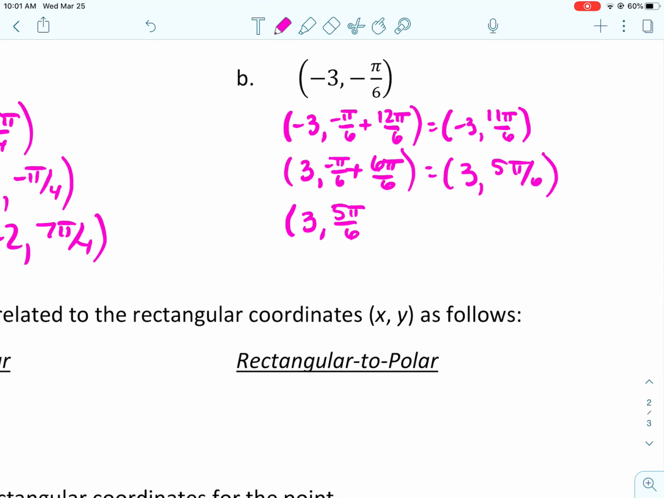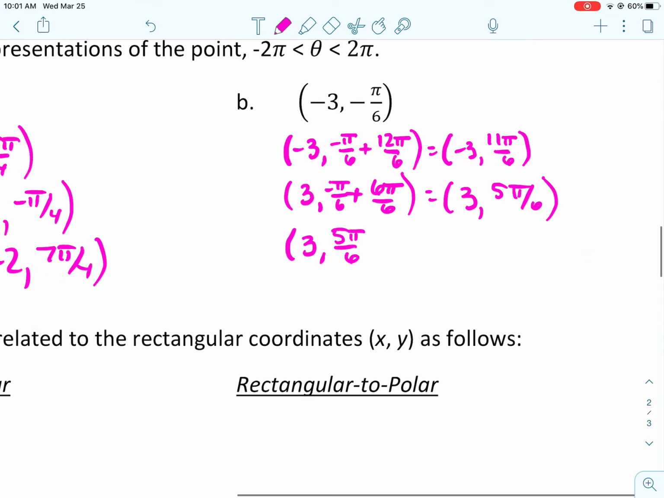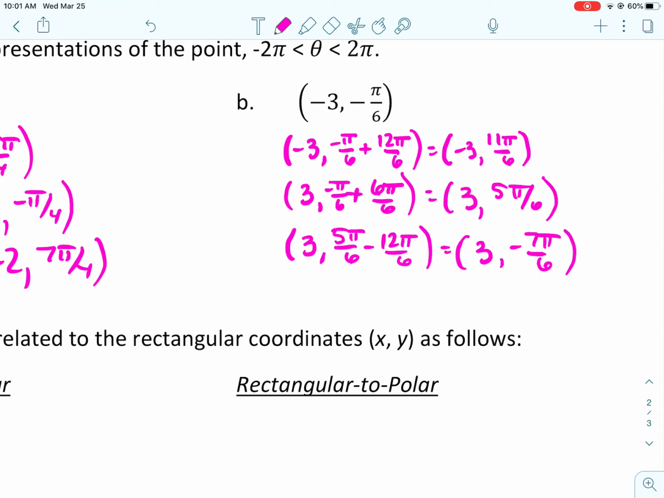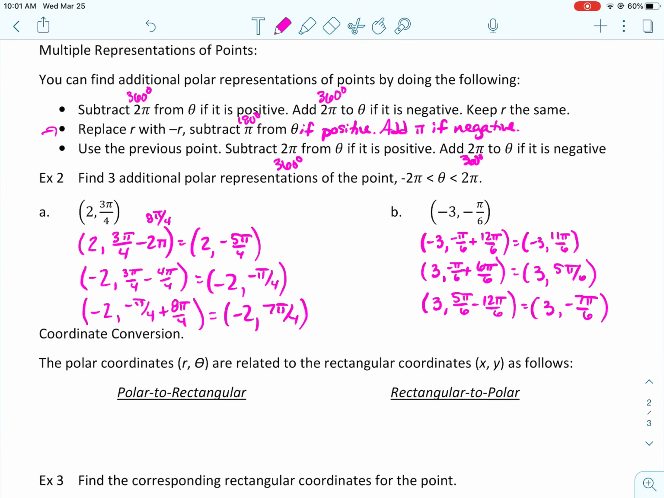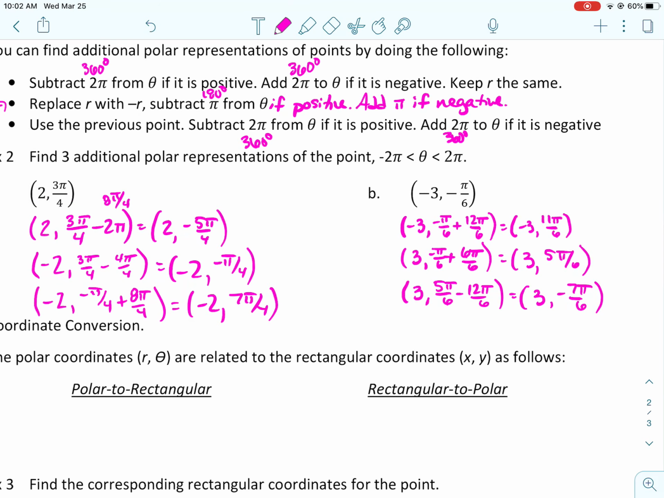All right, and then for our last one, we use the previous point where we're going to leave r like it is in the previous point and take 5 pi over 6. And then subtract 2 pi from it because it's positive. All right, there it is.